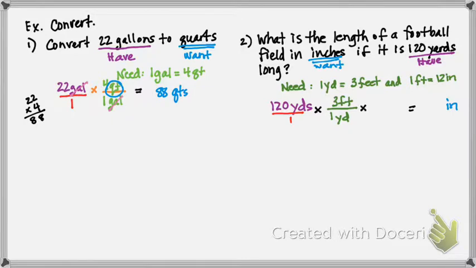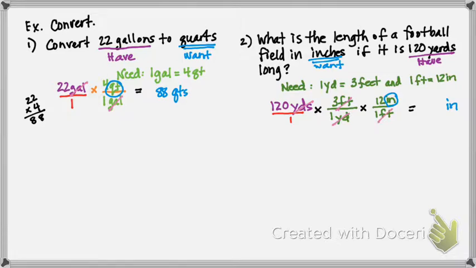I need to get rid of feet. So the conversion 1 foot is the same as 12 inches. And then look what happens. Look what's on top. The inches are exactly where I need them to be on top. So let's see what happens with everything else. Yards cancels with yards. Feet cancels with feet. Fantastic.